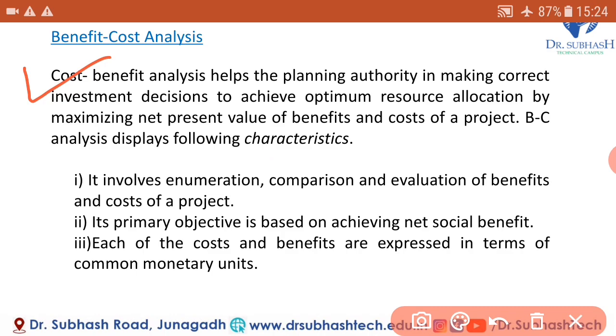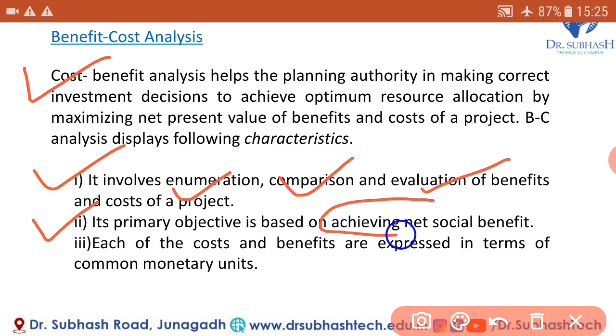Benefit cost analysis displays the following characteristics. It involves enumeration, comparison, and evaluation of benefits and cost of the project. So these three methods involve enumeration, comparison, and evaluation. Next, its primary objective is based on achieving net social benefit. So this is the primary objective. Next one is each of the costs and benefits are expressed in terms of common monetary units.